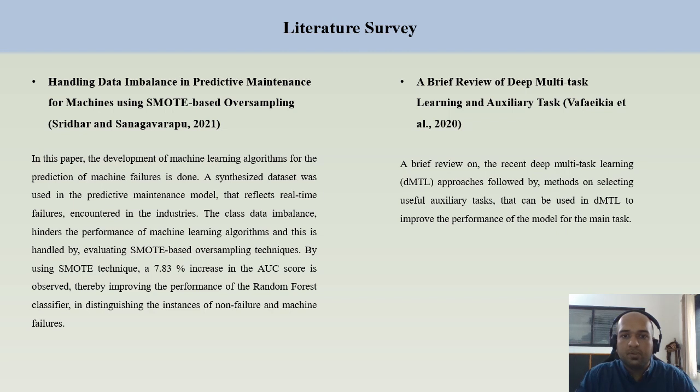Next is A Brief Review of Deep Multitask Learning and Auxiliary Task, published in 2020. A brief review of recent deep multitask learning approaches, followed by methods on selecting useful auxiliary tasks that can be used in deep multitask learning to improve the performance of the model for the main task.